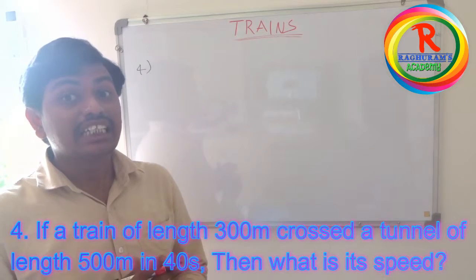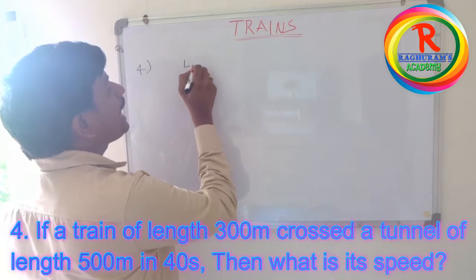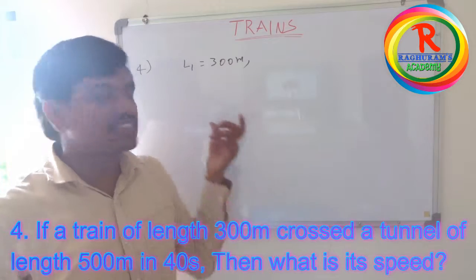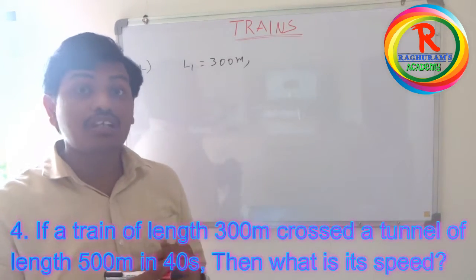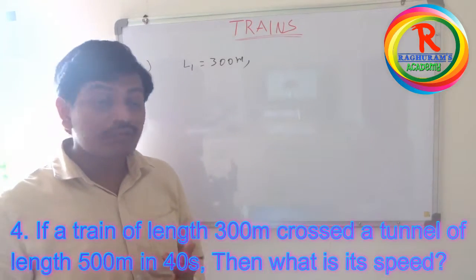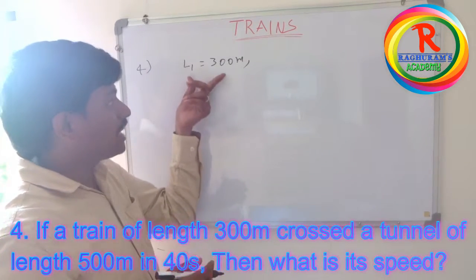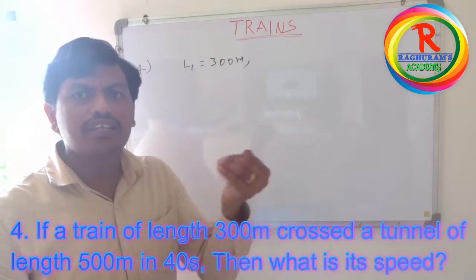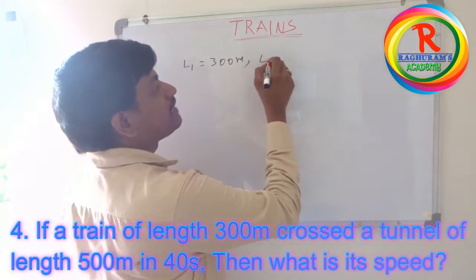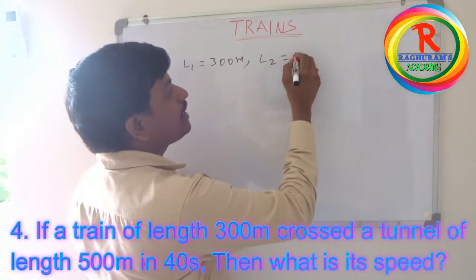What is given? The train length, always we take it as L1, is equal to 300 meters. Remember, always we take the train length as L1. In second and third type of problems, we don't directly take distance as the train length. Here we need to take it like this. In tunnel, platform or another train problems, we take L1 is equal to 300. L1 is nothing but the length of the train. And crosses a tunnel of length, the tunnel length, second train, tunnel or platform, we take L2 is equal to 500 meters.